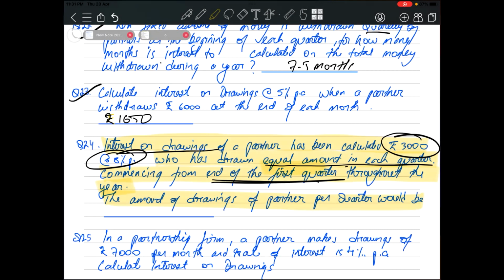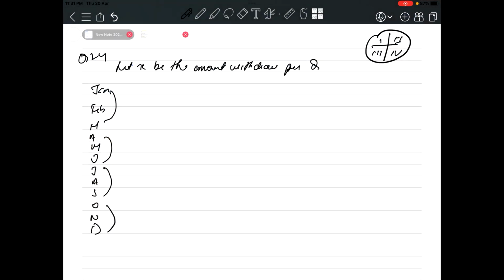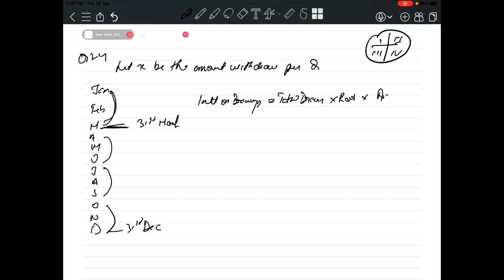So he has withdrawn. The question has said he has withdrawn equal amounts in each quarter commencing from the end of first quarter. So the first amount has been withdrawn on 31st March, and the last amount will be withdrawn on 31st December, right? Interest has been given. How will we calculate interest on drawings? Interest on drawings is equal to total drawings into rate into average period divided by 12.